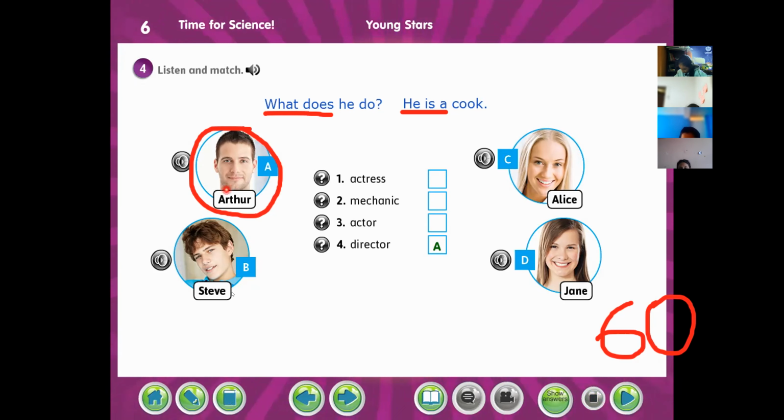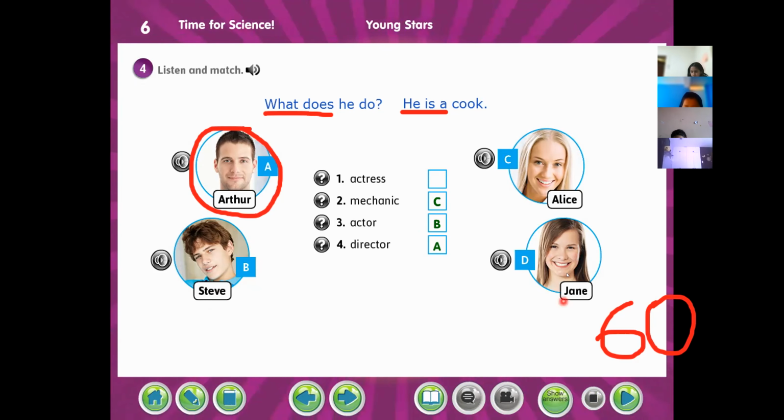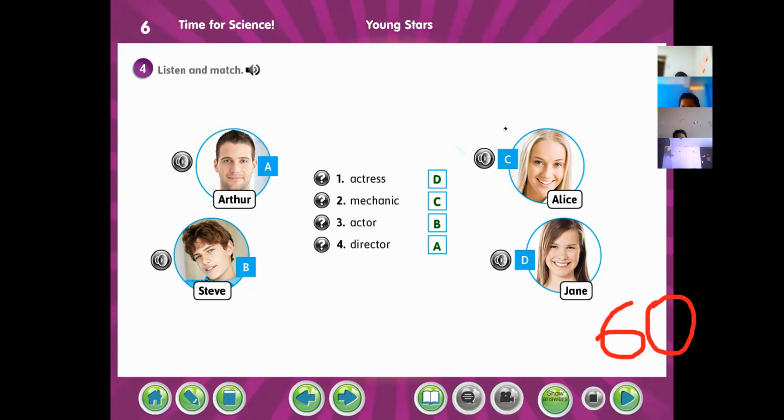Rommel, please. What does Steve do? Steve is an actor. Thank you. Yes, you're right. Valentino Ramos, what does Alice do? He is a mechanic. Mechanic, yeah. Remember, she is a girl. And finally, Sheldon. Tell me, Sheldon, what does Jane do? She is an actor. An actress. Thank you. You're right. An actress.